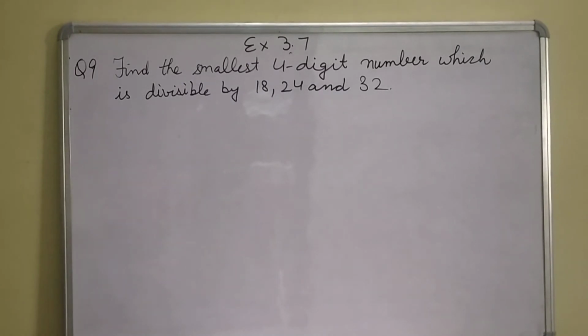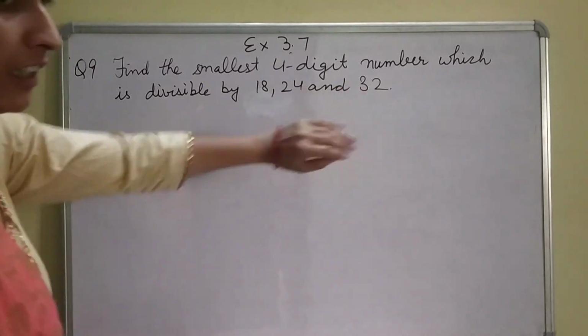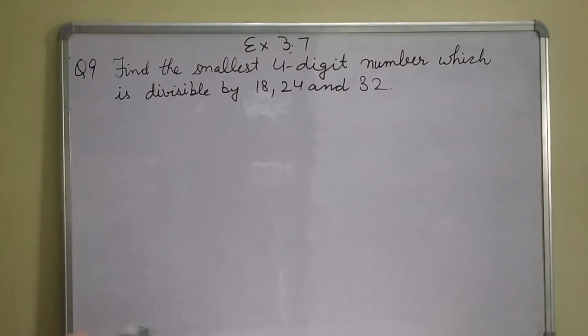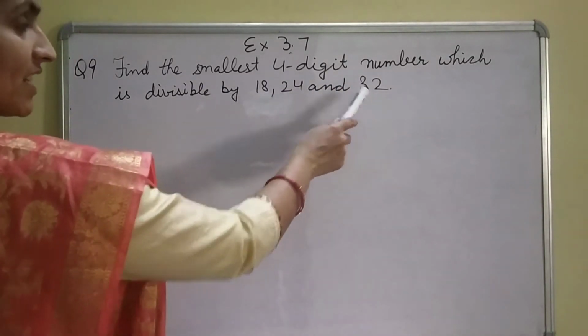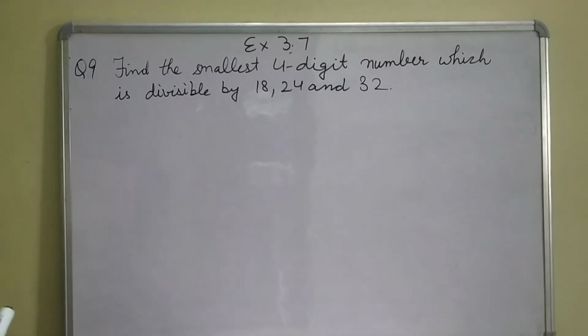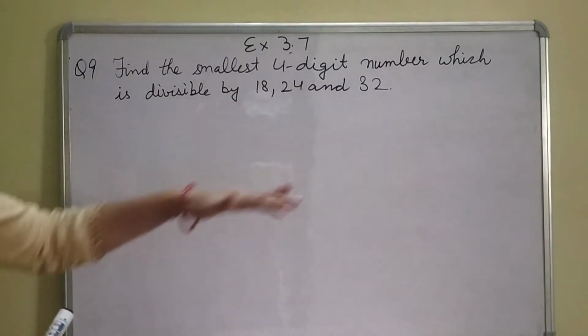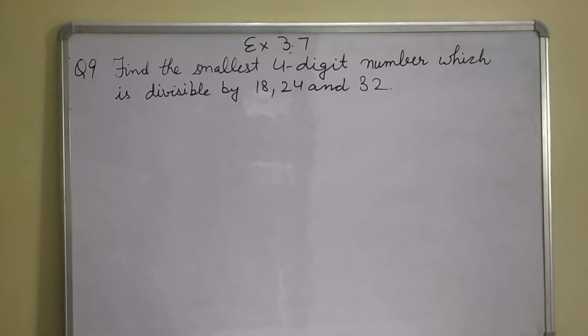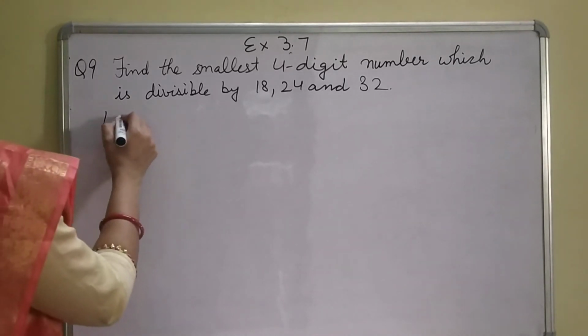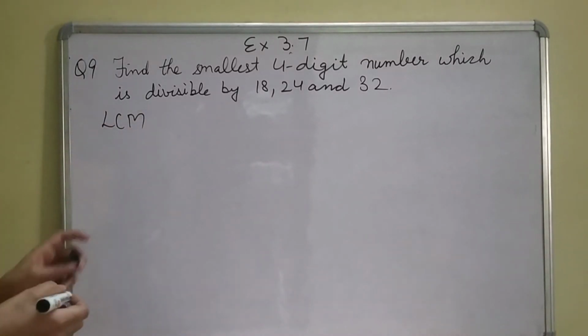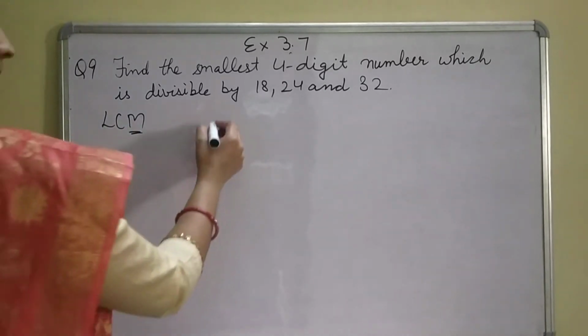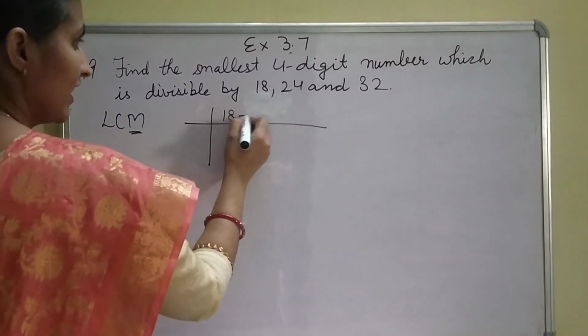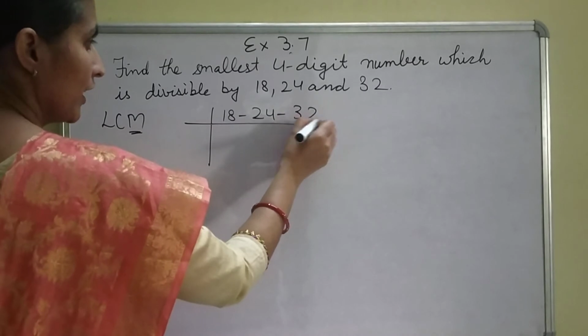Now what do we have in question number 9? Question number 9 is: find the smallest 4-digit number which is divisible by 18, 24 and 32. As we have to find the number which is divisible by these 3, that number should be a multiple of these 3 numbers. And for that we have to find the LCM because LCM is the least common multiple.